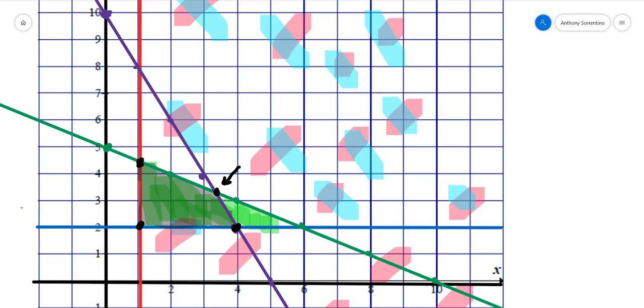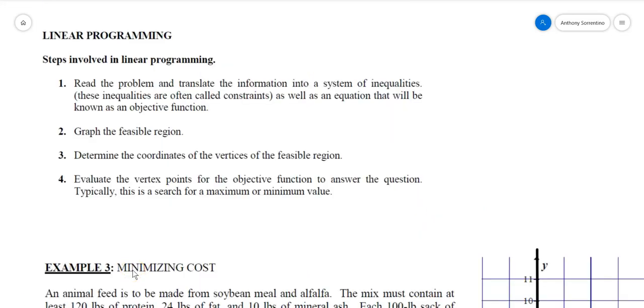So let's take a look at some linear programming problem and the process needed to do that. So the process of linear programming involves these steps here. You're going to read the problem because you're going to be given a word problem in all these cases. And you want to translate the information into a system of inequalities. These inequalities will be known as the constraints. The way you know these are the constraints is because there's going to be another thing we're looking for, which is an equation that will be known as the objective function. The objective function is typically going to center around whatever you're trying to either maximize or minimize. And that's what most of these problems are going to be like.